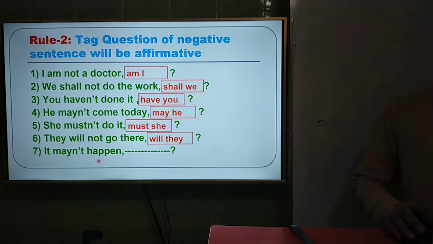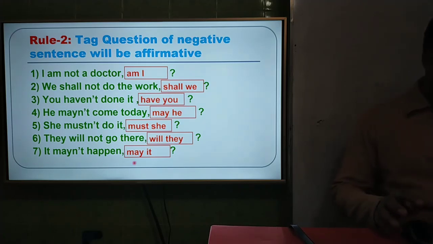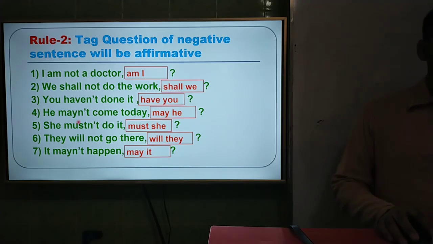Now the last one of rule number 2: mayn't happen. This is a negative sentence, so the tag question will be affirmative. Here the operator is may, so may will be used here. So the answer will be may it. Here the subject is it, so the answer is may it. So dear students, this is rule number 2.